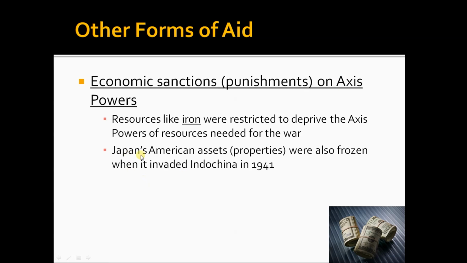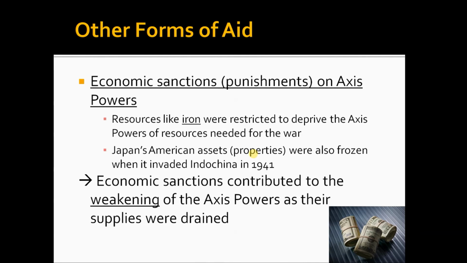Okay, in fact, Japan had American assets, that means they had financial assets, they had money in the US, and their assets were frozen when they invaded Indochina in 1941. Indochina refers to what today we know as Vietnam, Laos, and Cambodia. This area was actually occupied by France at the time. But anyway, when Japan did this, their American assets were frozen. So in other words, this helped to limit the amount of financial supplies that the Japanese had.